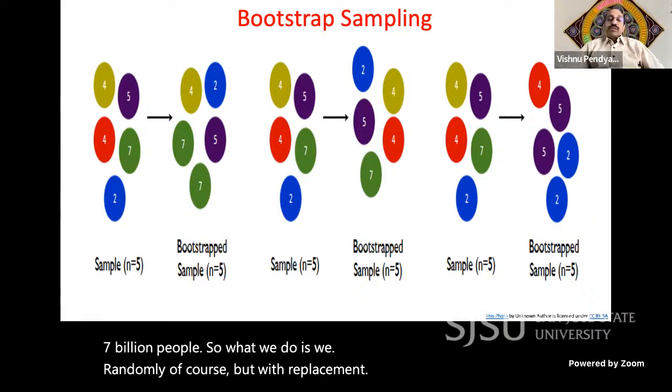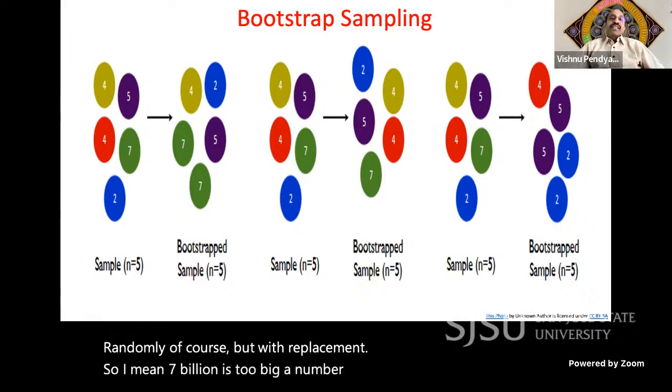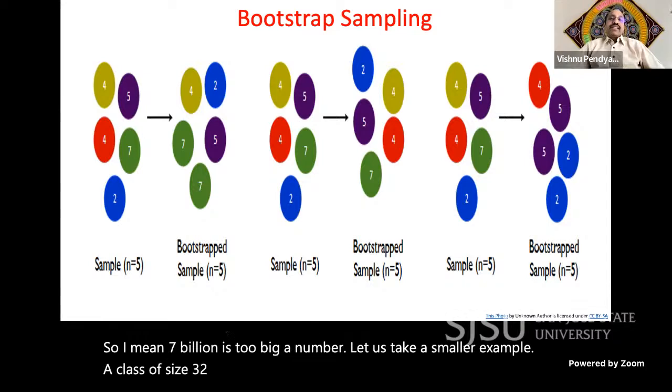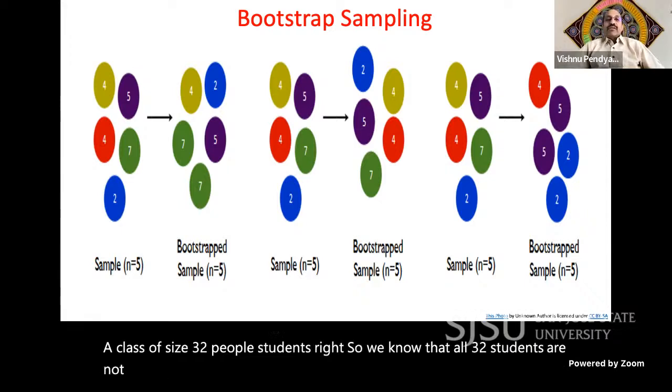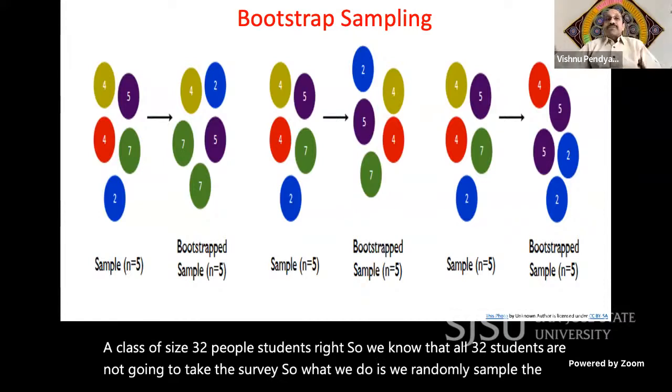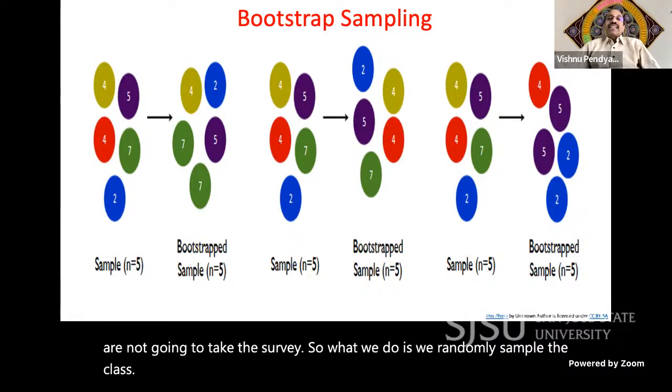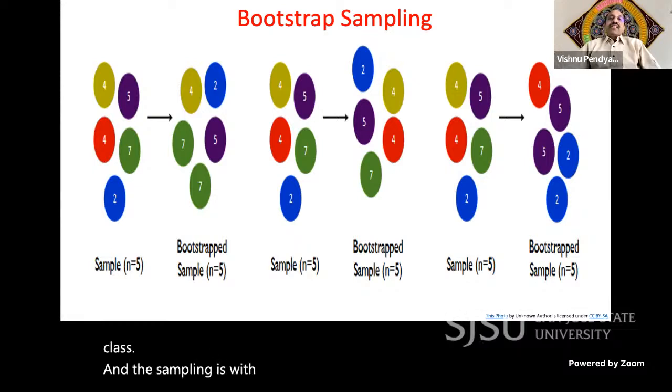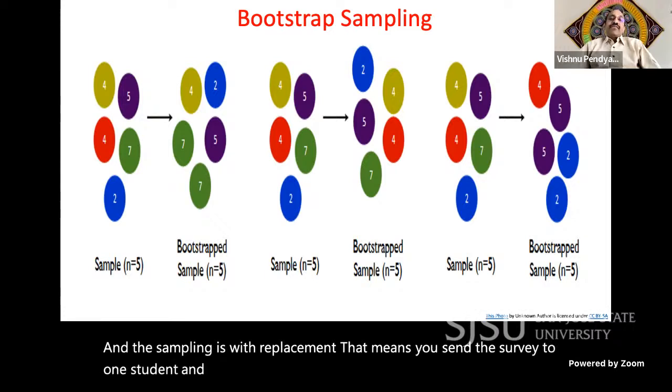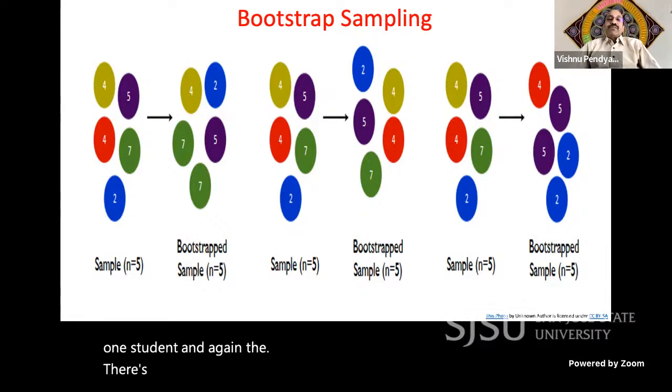7 billion is too big a number. Let us take a smaller example. A class of 32 students, right? We know that all 32 students are not going to take the survey. So what we do is we randomly sample the class, and the sampling is with replacement. That means you send the survey to one student, and again, there's a possibility that the same student gets selected for the survey, right?